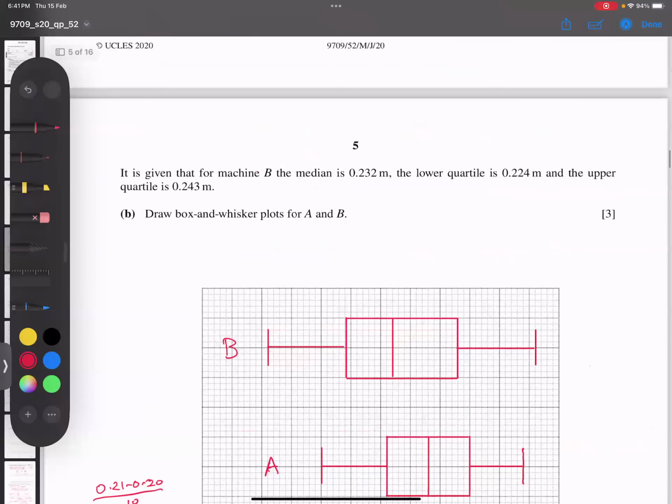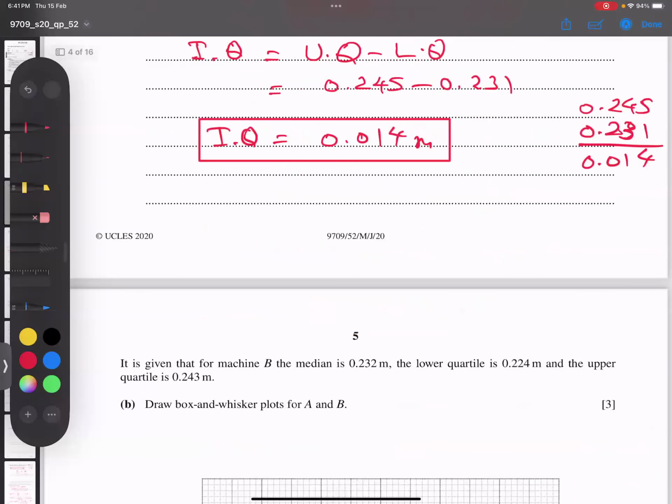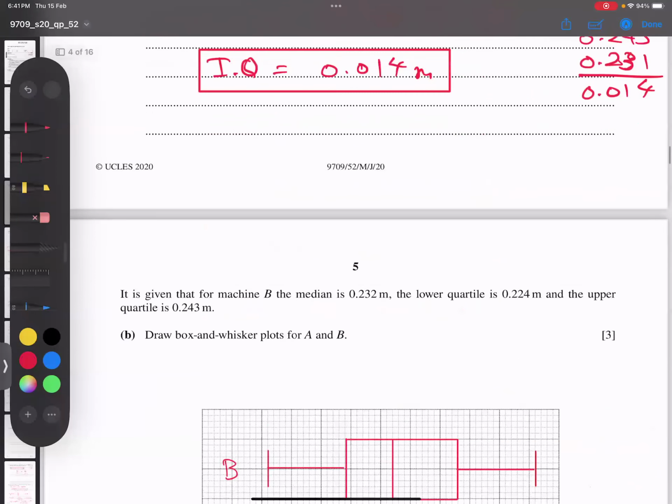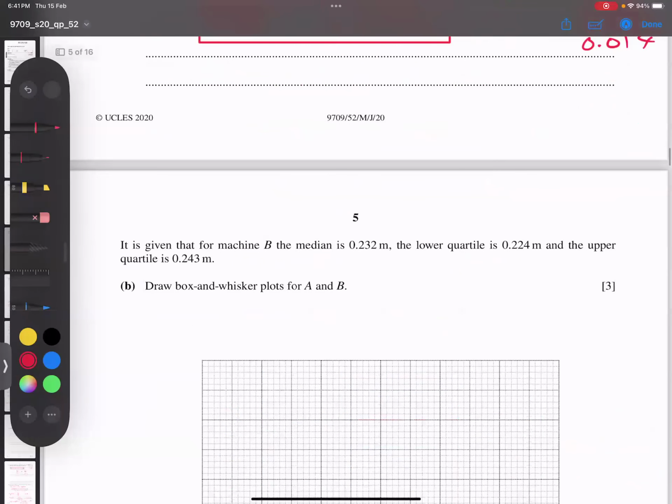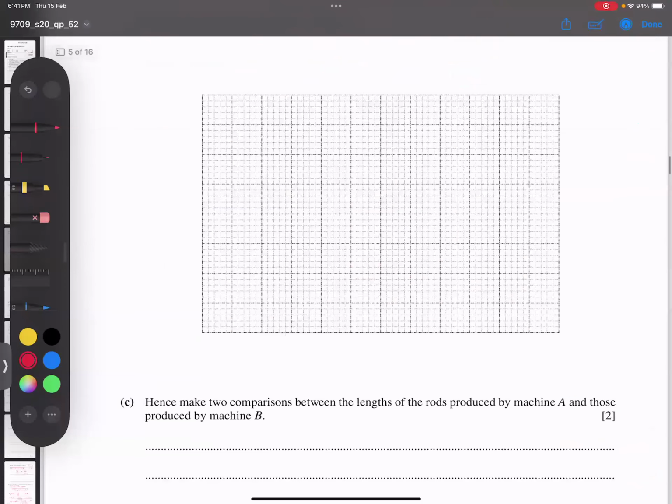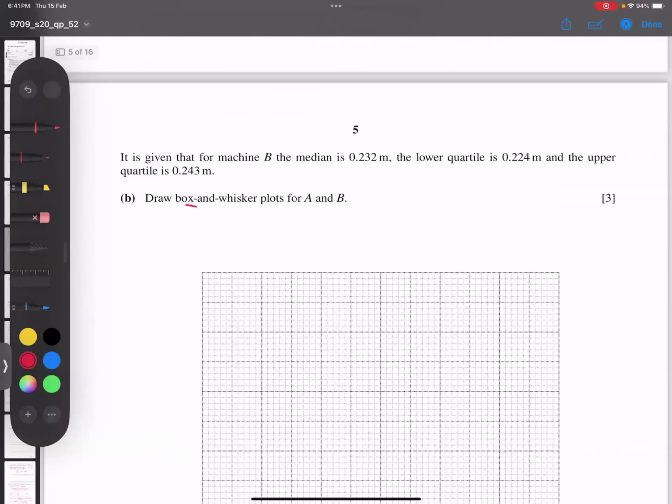And let's go for the next part and have a look before I start this one. Okay, so let's try to do this ourselves, completely. So what is that? The two plots are there, box and whisker plots for A and B. The data is mentioned here.